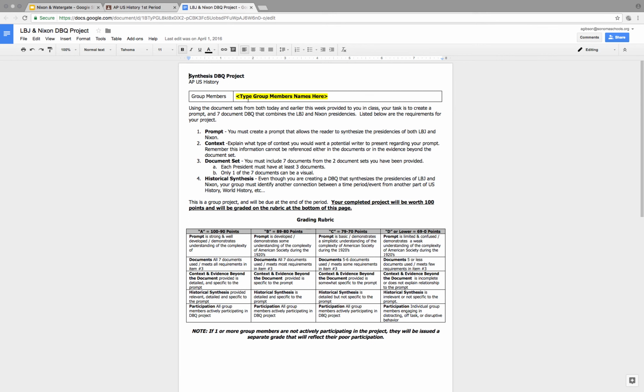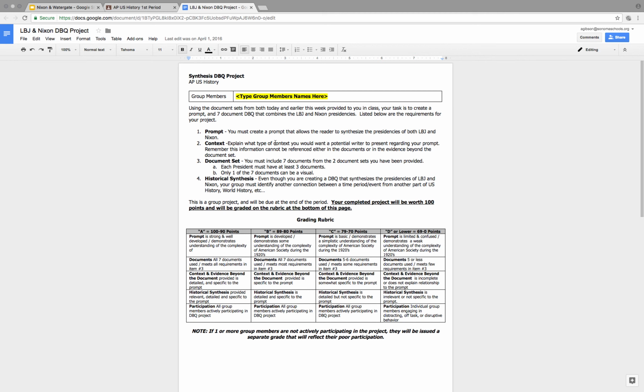So in terms of what exactly you have to do, make sure you type all your group members' names here on the document, whoever you're using as your home document. Out of the documents that we looked at, I want you to pick 7 of them, and it's going to be a DBQ that combines LBJ's and Nixon's presidencies. Here are the requirements. First, you're going to have to write a prompt for the DBQ. You're going to have to write a question that allows your reader to synthesize, connect, compare, etc., the presidencies of Lyndon Johnson and Nixon. So that's the first thing.